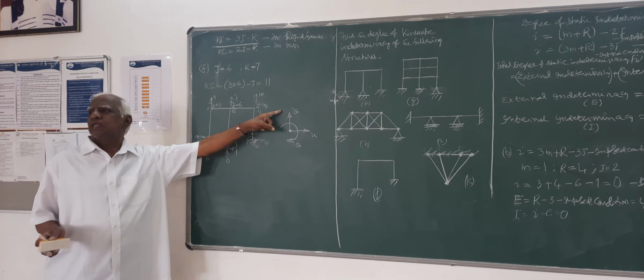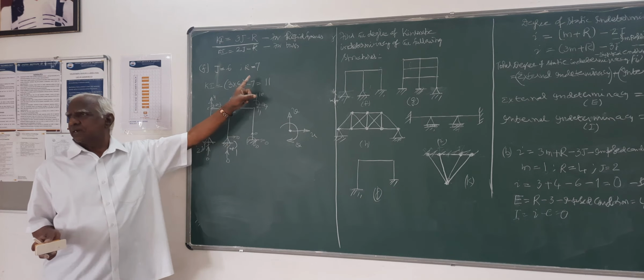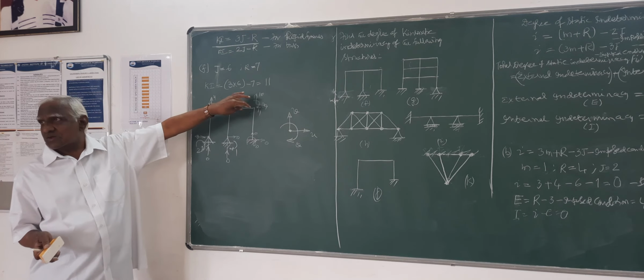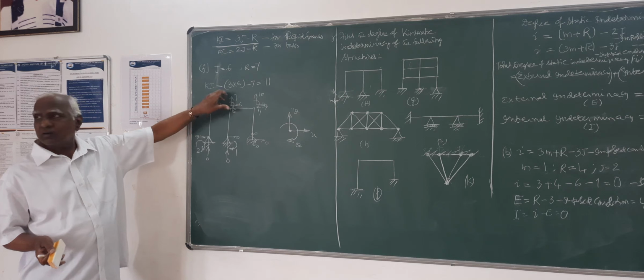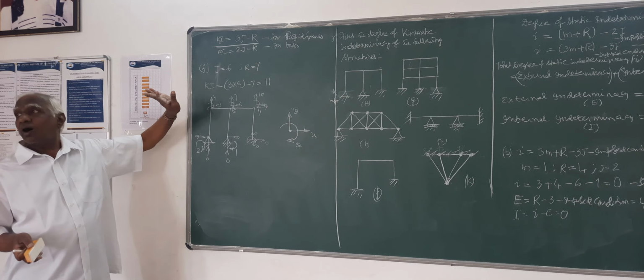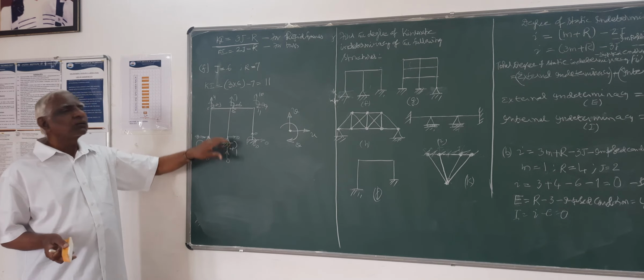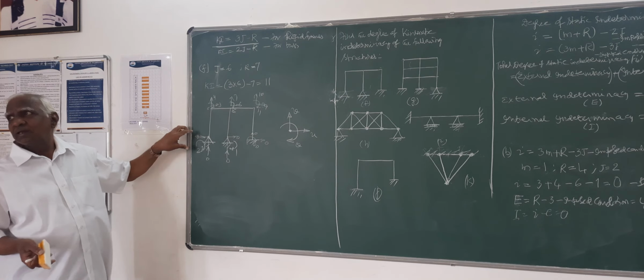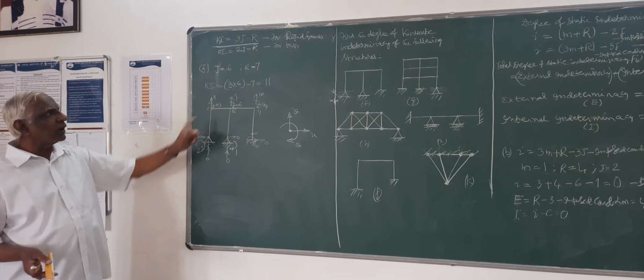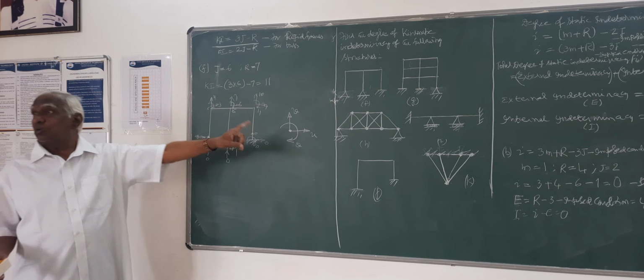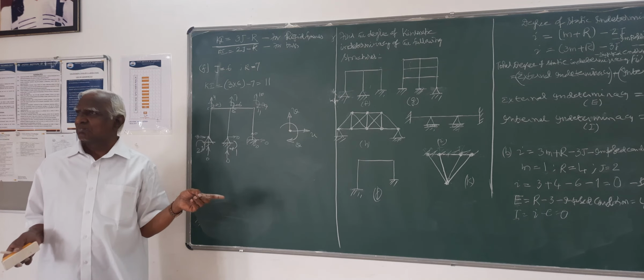Here horizontally it can move, vertically it can move, it can rotate also. Here also all 3. Here also all 3. Here nothing is possible. Here only rotation is possible. Here also only rotation is possible. I have marked all the displacements.